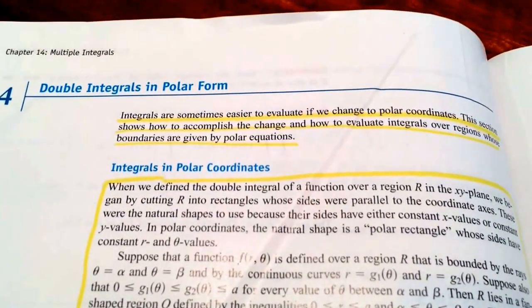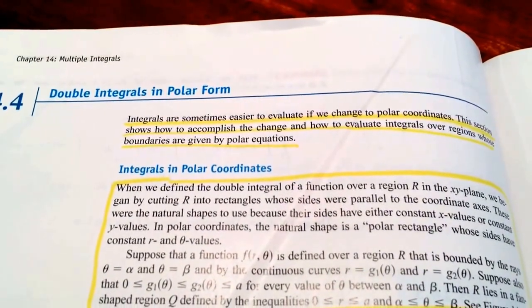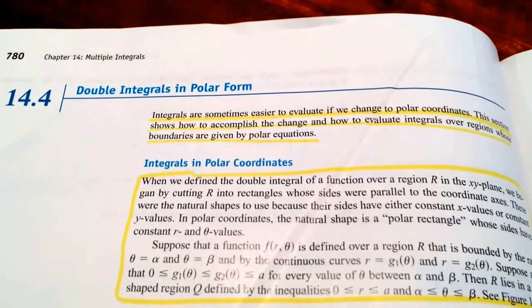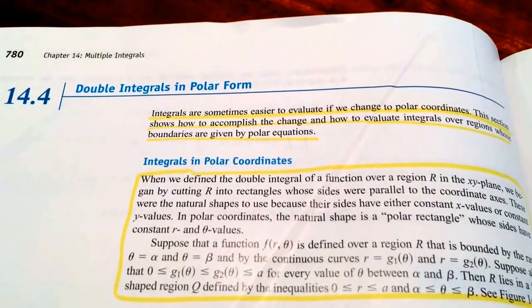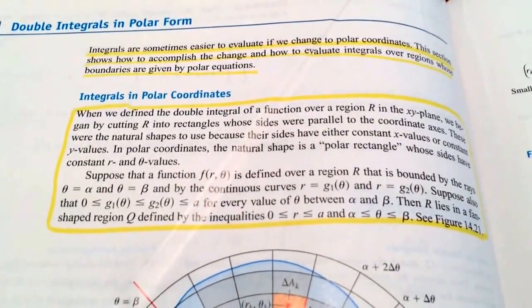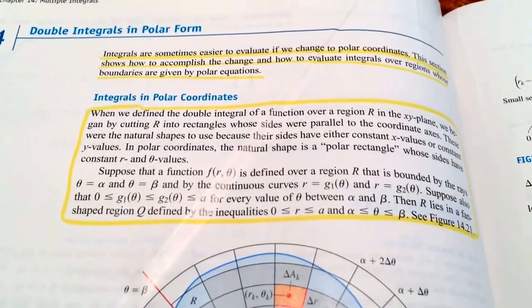The purpose of this is to take integrals that would normally be difficult to integrate, either because of the function or because of their bounds, and change them into polar coordinates to make them easier. So they have a little bit of an introduction to this. We're not going to get into it too much.